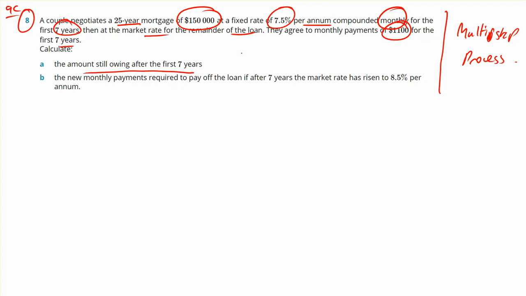So essentially what's happening is we have a loan at 7.5%, and then after 7 years you're going to have to find out what the new interest rate is. So it's 8.5%, it says in the second part of the question. Transitioning from here to here, we need to know what to feed into the financial solver for the remainder of the loan later on. This is why it's a multi-step question. So we need to do the first step first.